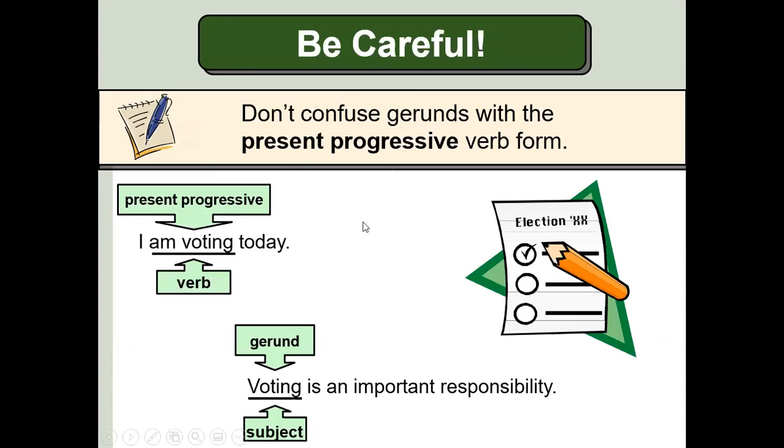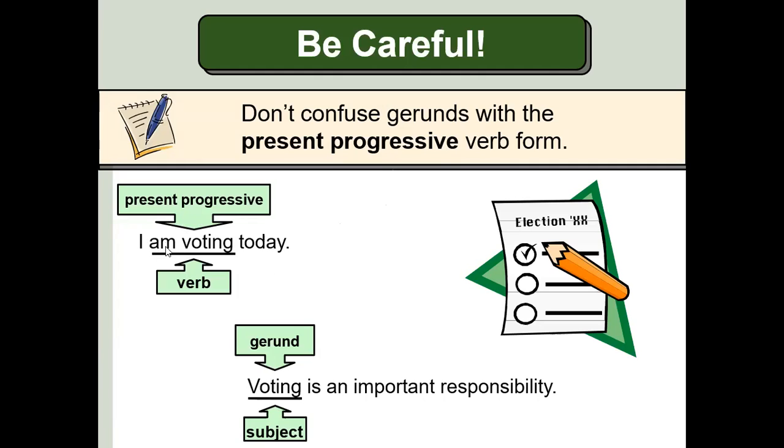Don't confuse gerund with present progressive verb form. Eso es lo que le estaba diciendo, miren. Que no me confunda, por favor, los gerundios con los presentes progresivos. Por ejemplo, en este caso el presente progresivo dice, I am voting today. Yo estoy votando hoy. Ahí sí, porque tiene la combinación de él.